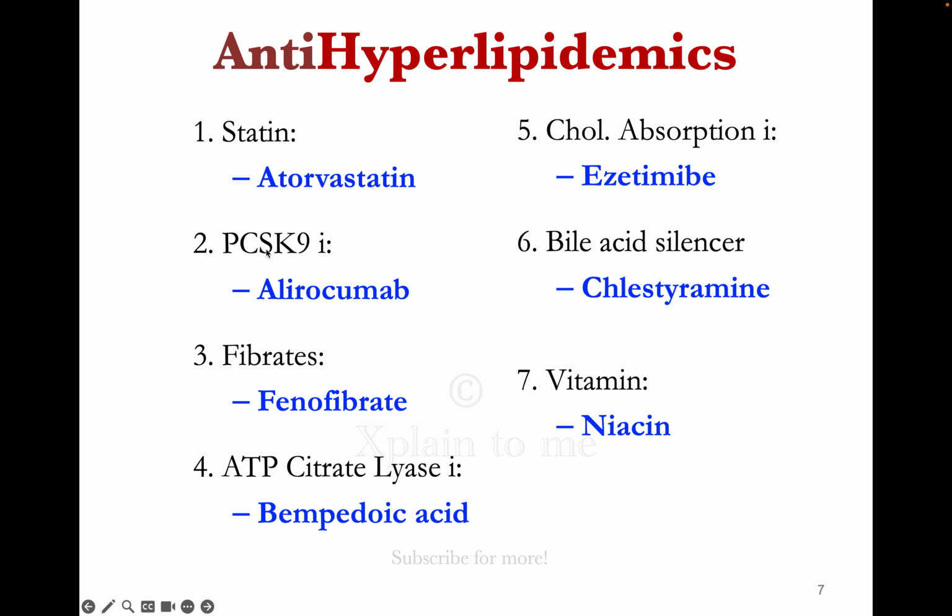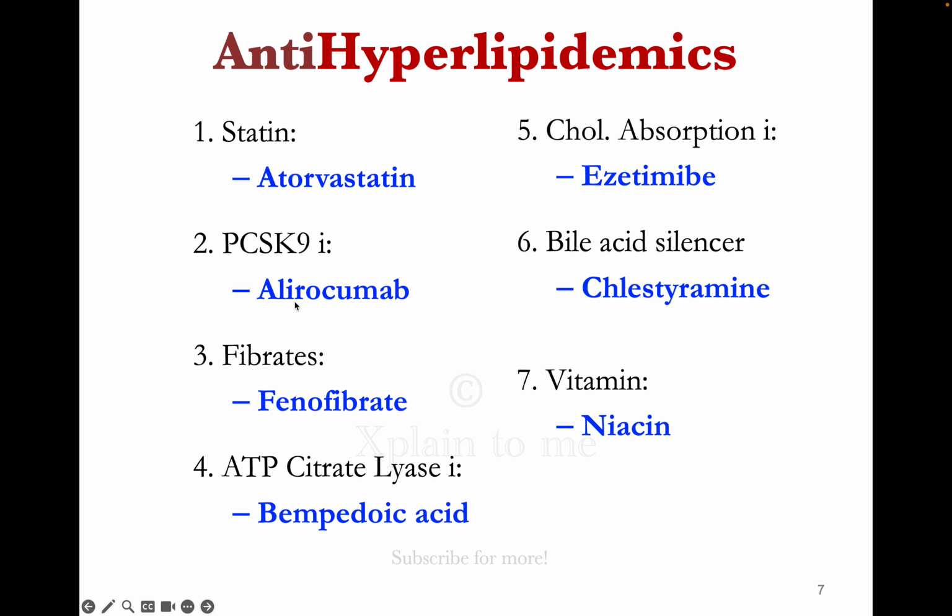But if PCSK9 is not doing its job, all these LDL receptors will be there to pick up the maximum cholesterol or LDL from the blood. That is why smart scientists designed this antibody, called a PCSK9 inhibitor. The drug name is alirocumab. Alirocumab is a monoclonal antibody, mAb, that will specifically go and bind and block PCSK9 and degrade it. It's like chopping it out so that it will not degrade the LDL receptor.